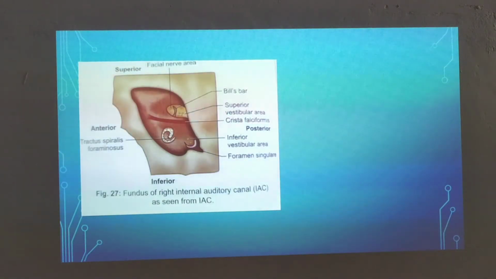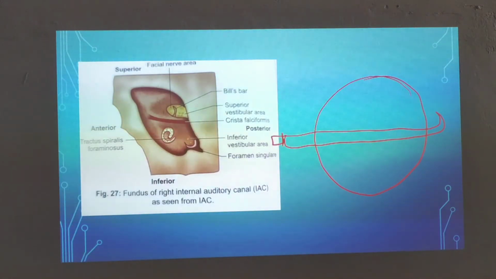Next, what is this picture about? Fundus of right internal auditory canal. So what are the structures that you are able to see here? What is that horizontal one? Crista falciformis. You could see that sickle shaped one which is separating this one and this one. So what is the vertical thing that is there? What is that called?